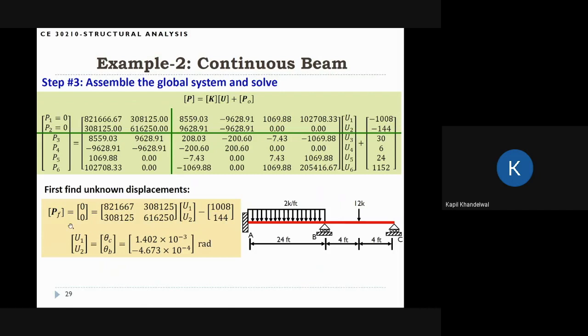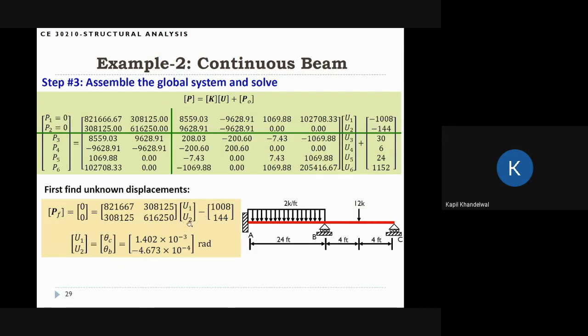So to solve the system, we have PF, which is P1 and P2, both 0, equal to KFF UF minus POS. This is KFF, this is UF, and this is minus POS. We have to just solve this system here. Actually, I just put this negative sign outside. This is actually plus POS, but I took the negative sign outside this bracket.